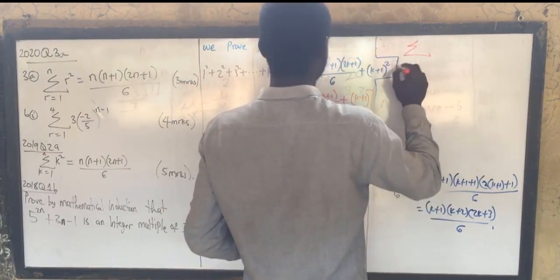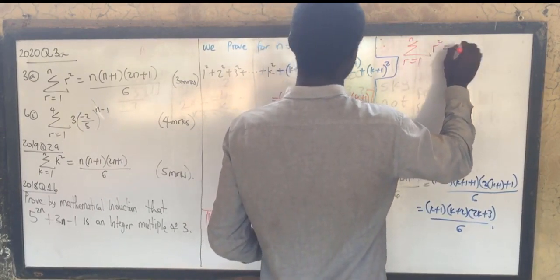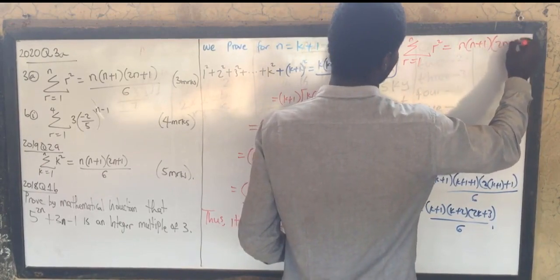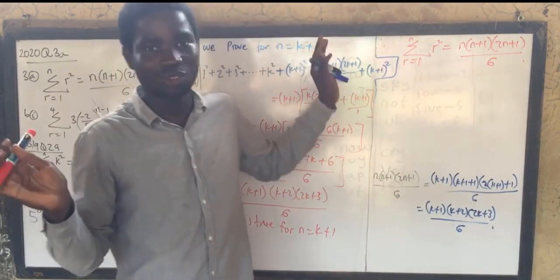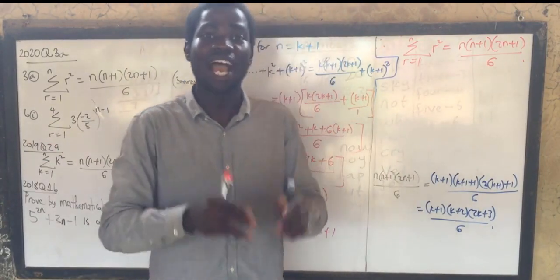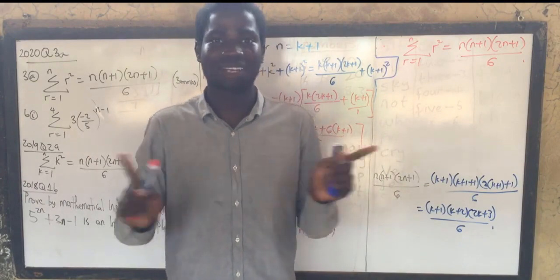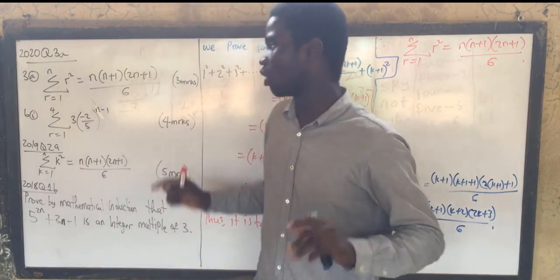The summation of r starting from 1 to n of r squared is equal to n(n plus 1)(2n plus 1) over 6, and that's all. You are done proving with induction. And if you have written all those things I have done, you will have your full marks. You won't lose any point at all. That's induction. You understand? Look at it.